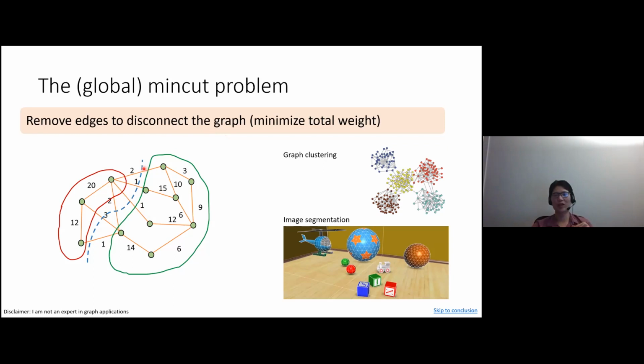And then I disconnect the graph into two sides, right? And as I mentioned, this is kind of a primitive, at least what people told me, in data clustering, in graph clustering, and in image segmentation. And if you know of other applications, let me know. Now let me ask you two questions again. The first question is, have you seen this problem before? Yana, please.